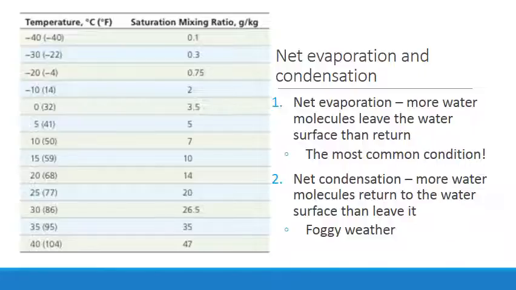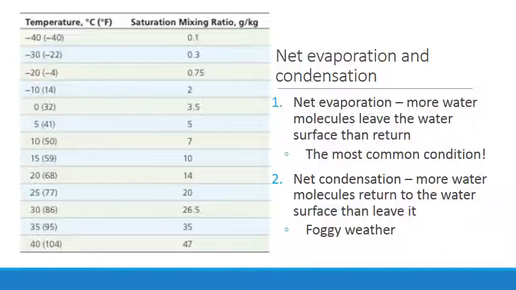So what determines whether the rate of evaporation exceeds the rate of condensation, or vice versa? One of the major factors is the temperature of the water, which determines how much motion the water molecules possess. So it's kinetic energy. At higher temperatures, the molecules have more energy and can more readily escape the surface of the water. Vapor pressure is the other major factor that determines whether evaporation or condensation is dominant.